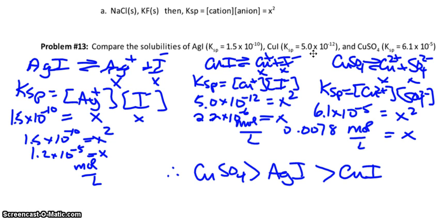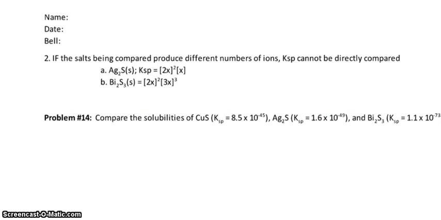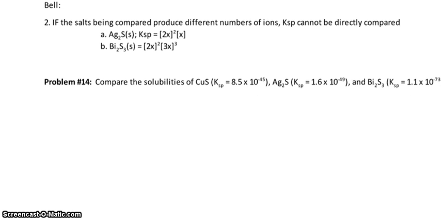Now if we look at the next problem, you'll see we can't do that. If I'm going to compare the salts copper 2 sulfide, silver sulfide, and bismuth sulfide, notice that your coefficients are going to be very different. So we can't look at the KSPs and say, oh, copper 2 sulfide must be the most soluble because it has the smallest KSP. I don't think that's going to be the case. So go ahead and set up each one of these problems and then compare your solubilities. Give yourself a few minutes and then I'll join you again.